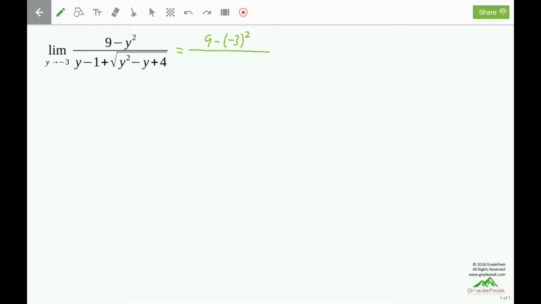That'll be 9 minus a -3 squared over -3 minus 1 plus the square root of -3 squared minus a -3 plus a 4. In the numerator we have 9 minus a -3 squared, which is a 9, over -3 minus 1, which is a -4, plus the square root of -3 squared is 9, minus a -3 is plus 3, plus 4.